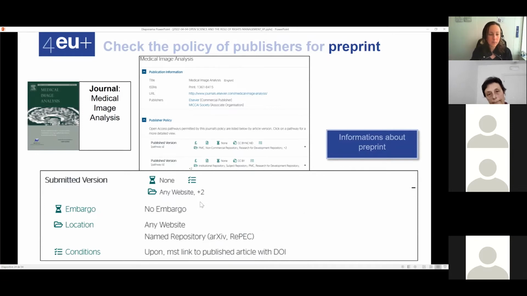So basically, this means you can share your preprint before publishing in Medical Image Analysis with no embargo. So you can publish your preprint when you want. You don't have to wait any time after the submission, but you have some conditions to follow. You have to link the published article if it's published later. You can share your preprint on any website and on two indicated preprint repositories, arXiv and RePEc.